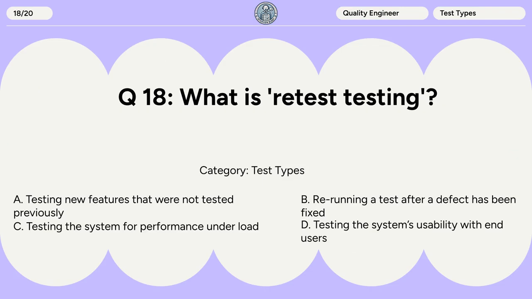Question 18. What is retest testing? A. Testing new features that were not tested previously. B. Rerunning a test after a defect has been fixed. C. Testing the system for performance under load. D. Testing the system's usability with end users.